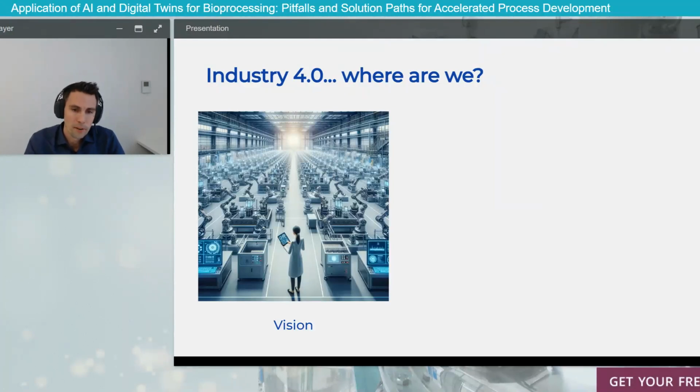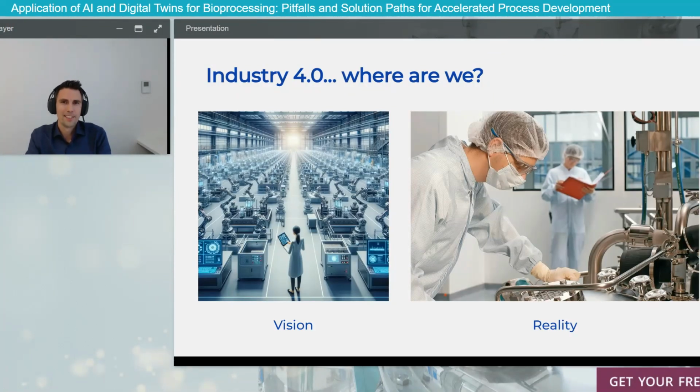But when we look at where we are right now, we are more like something in this domain, a paper batch record-based bioprocessing, where things might go wrong. Operators might look into the bioreactor and say, oh, what's happening here? This is not what I expected it to be. How do we get out of here?